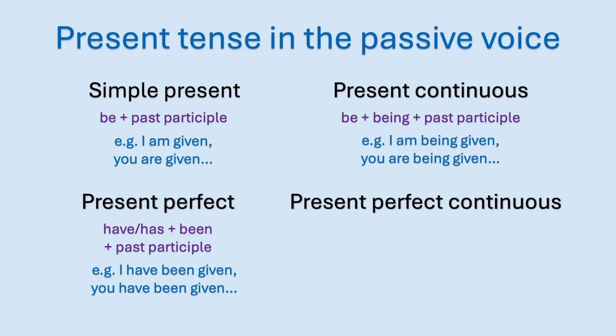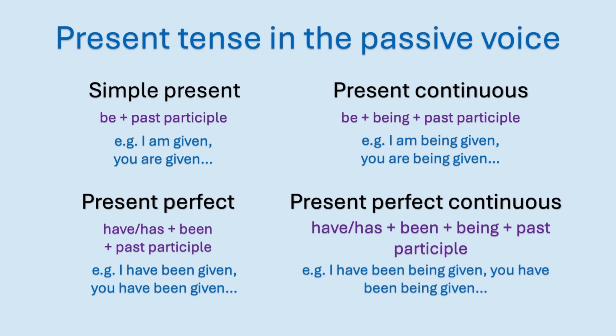Present perfect continuous. This is have or has plus been plus being plus the past participle. I have been being given. You have been being given. He, she, it has been being given. We have been being given. They have been being given. An example sentence is, I have been being told what to do for years.